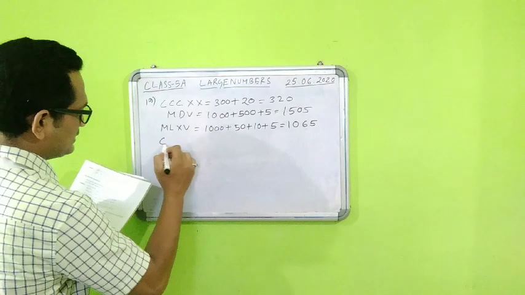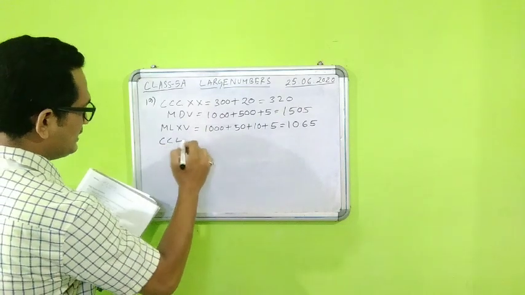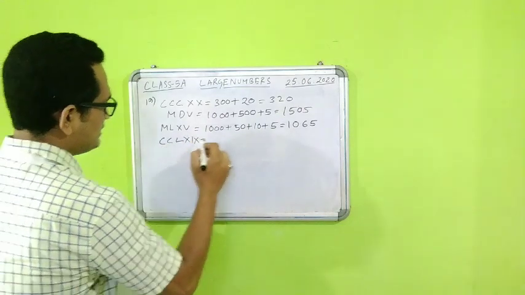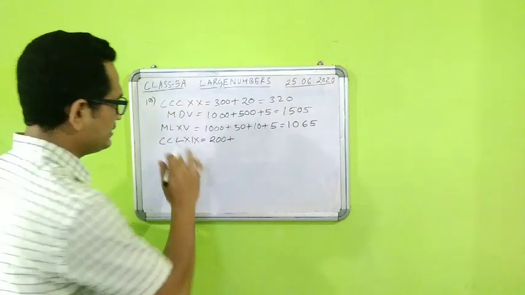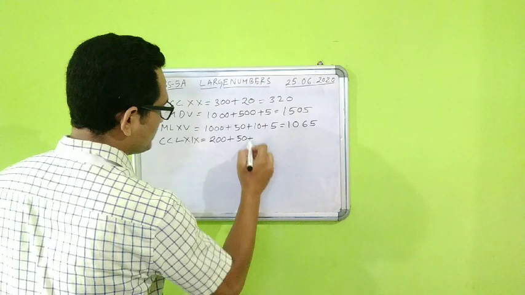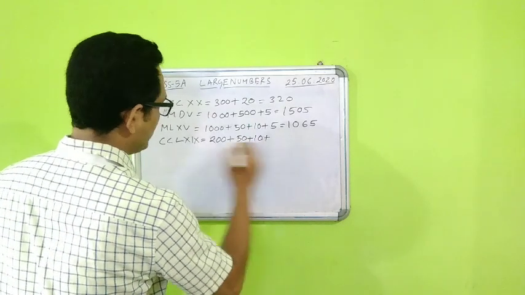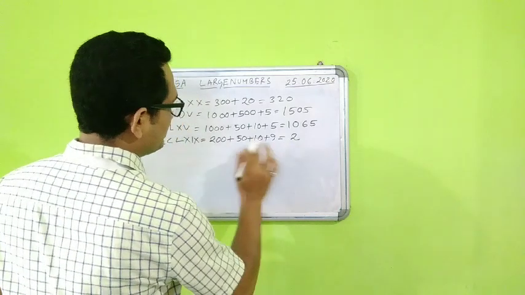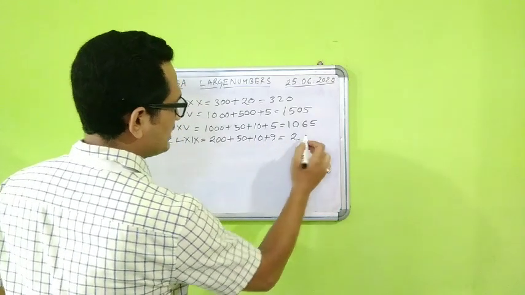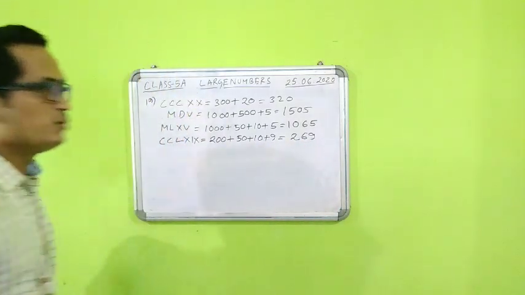Then the last one, that is CCLXIX. CC means it will be 200 because 2 C's are there, 100 plus 100, 200. L will be 50, X will be 10, and IX will be 9. So 200 will stay 200, 50 plus 10 is 60, 60 plus 9 is 69. So it will be 269.